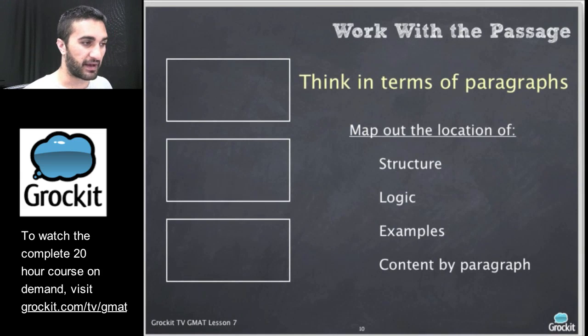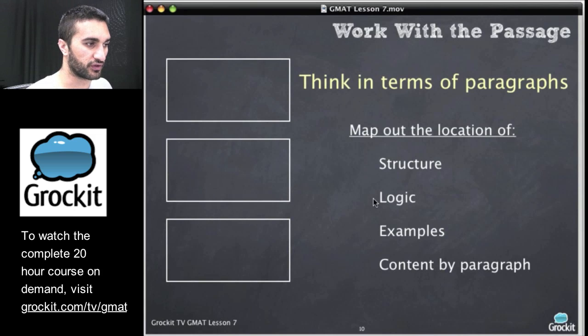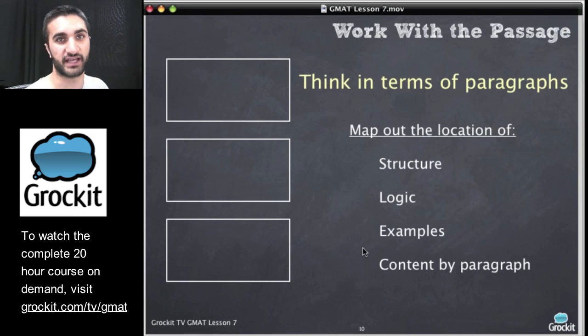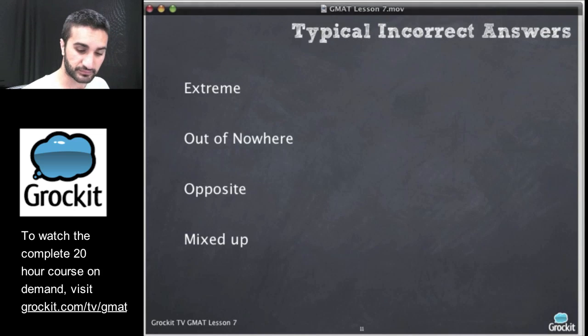So great, we want to map out these things: the structure, the logic, any examples. Examples are pretty important on the GMAT verbal. If they list any, it's important, and if they don't and answer choices talk about examples, we can get rid of those answer choices. There have to be examples if the answer choice is talking about examples. We want to think about the content by paragraph.